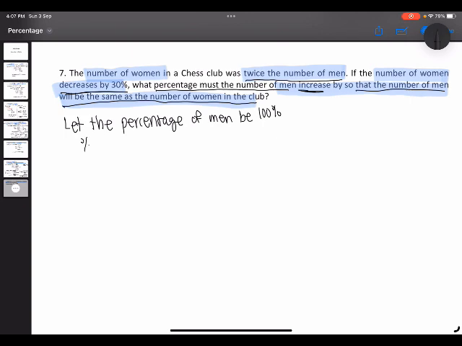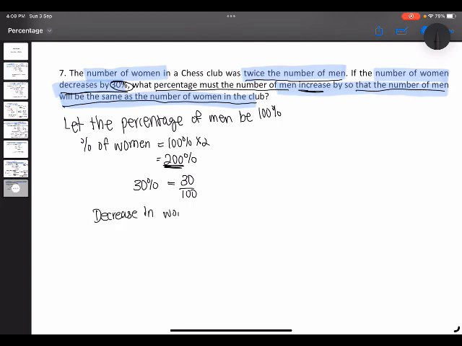So percentage of women is 100% multiplied by 2, which gives us 200%. So the number of women decreases by 30%, but overall is 200%. But what does 30% represent? It represents 30 over 100. So to find the decrease in women, it is 30 over 100 multiplied by 200, which gives us 60.